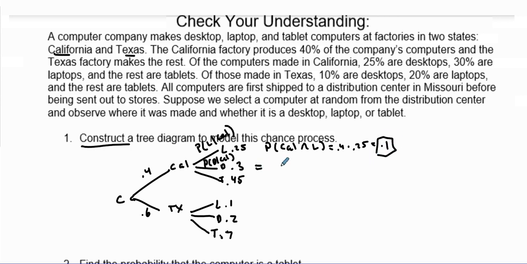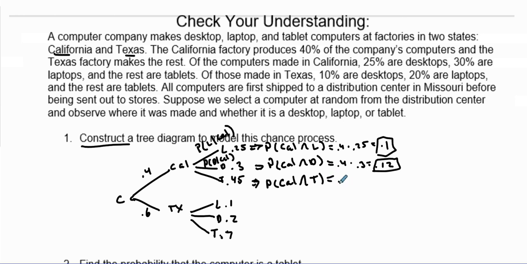And right here, what's the probability of being California and a desktop? We would take 0.4 times 0.3, and that's going to be 0.12. The probability of California and a tablet, once again, 0.4 times 0.45, and that's going to be 0.18.